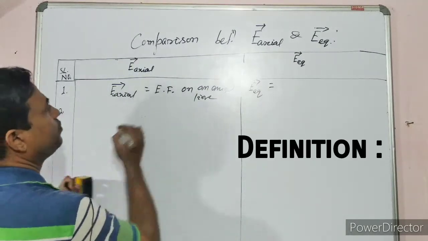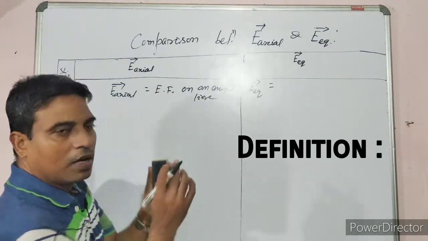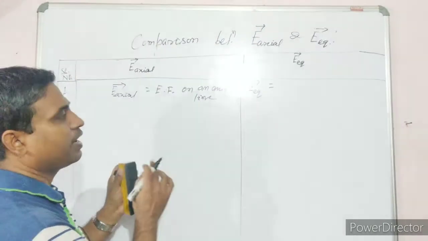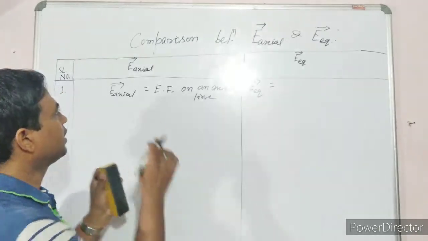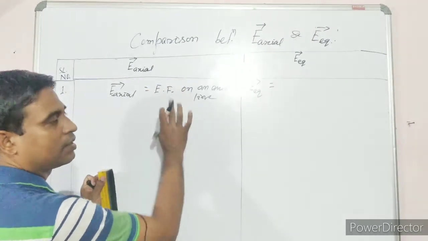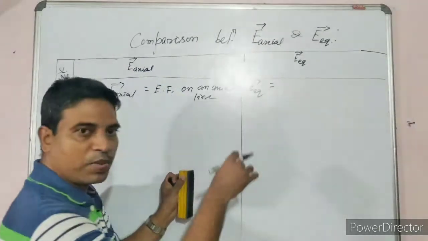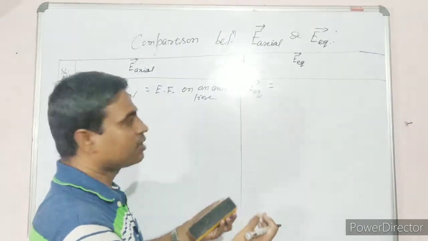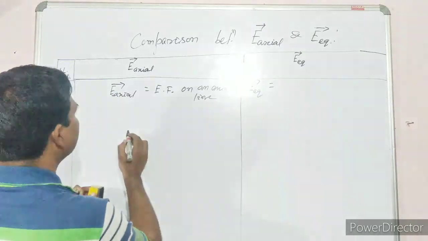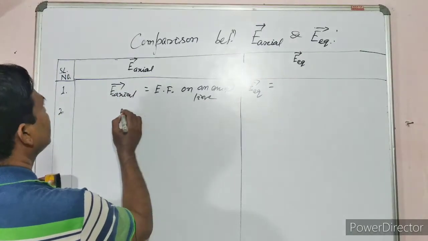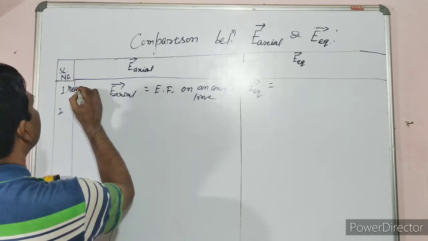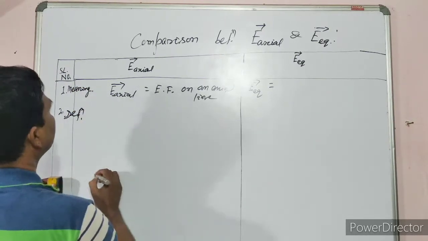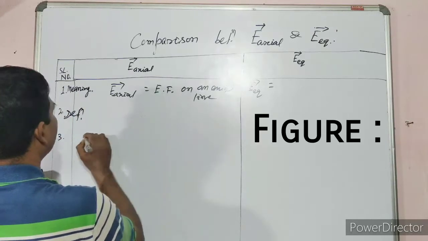Then definition. The line joining the centers of the two charges and extended on both sides is the axial line. The line which is perpendicular to the axial line and passing through the center of the electric dipole length is known as the equatorial line. For better understanding, it is the definition. Okay. Then figure.